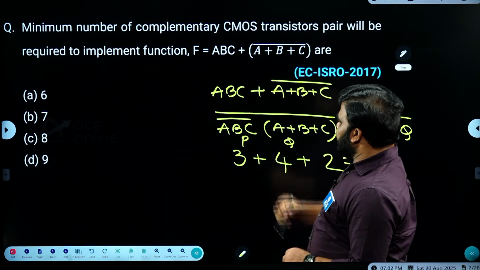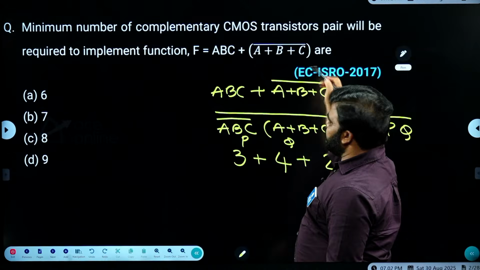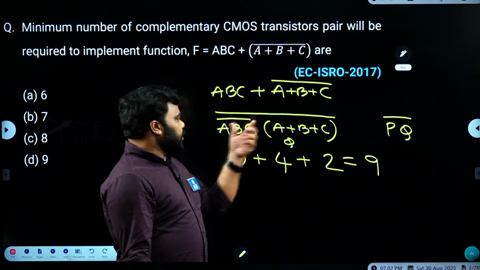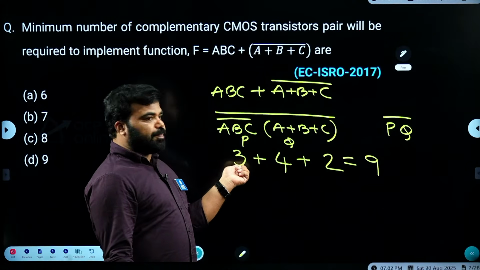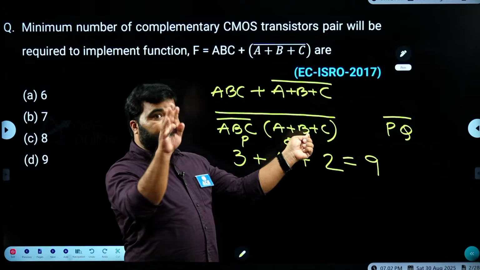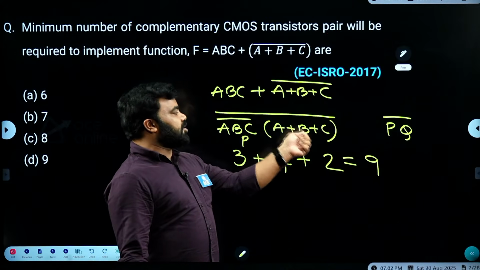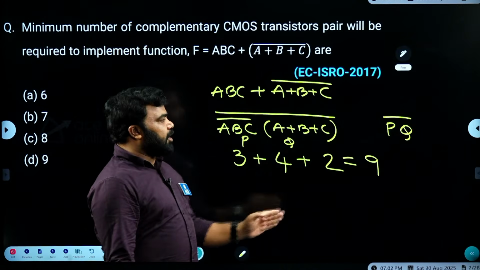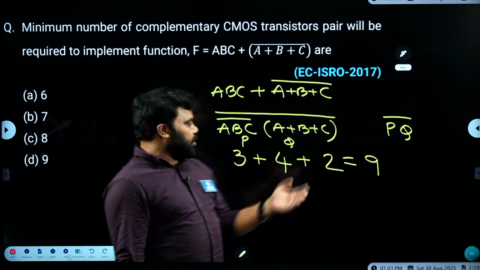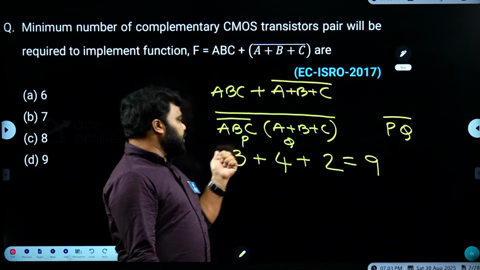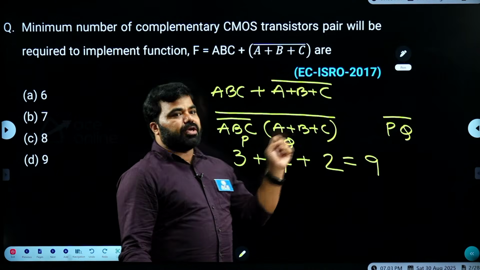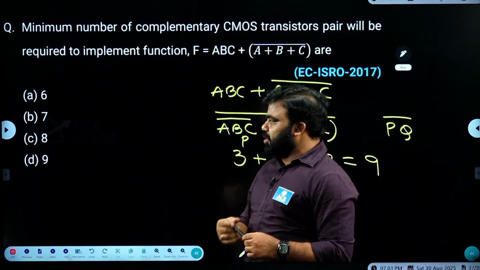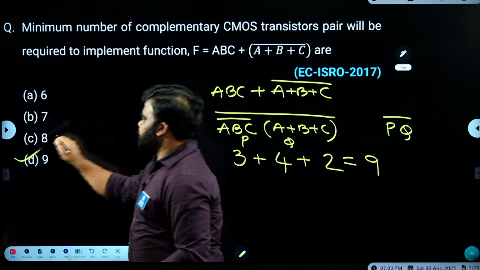So, what is it here? ABC plus A plus B plus C whole bar we have written as ABC bar and with A plus B plus C whole bar. So, ABC whole bar requires 3 pairs, A plus B plus C whole bar requires 3 pairs, A plus B plus C requires 4 pairs. So, after that it is P, it is Q. If I say PQ whole bar we need to implement, it requires 2 pairs. Finally, 3 plus 4 plus 2, it is 9 pairs of transistors required to implement the logic function. So, answer is D.